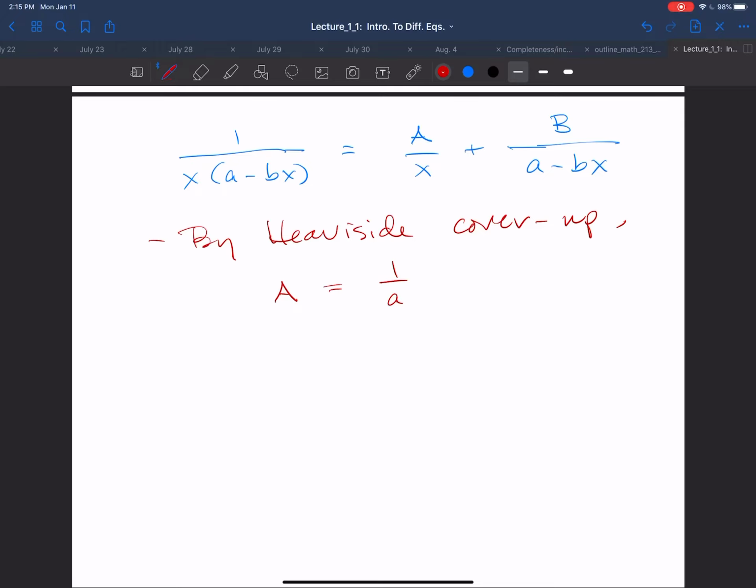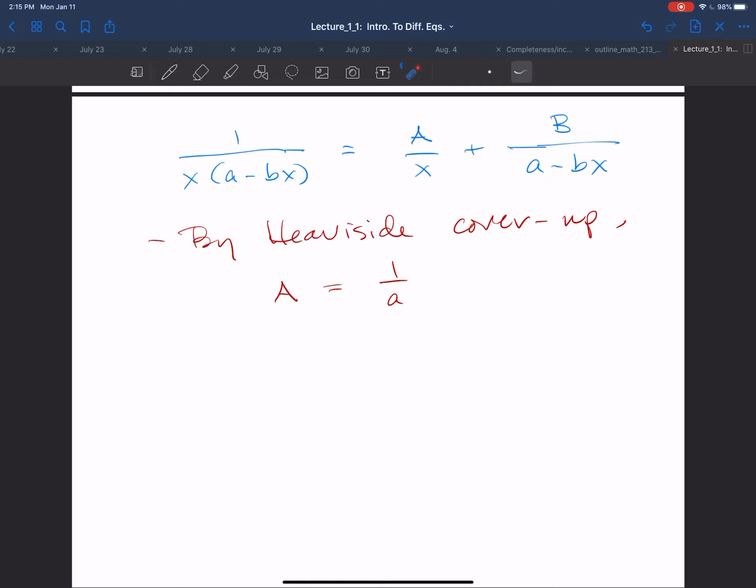And then we can do the same thing to evaluate capital B. In that case, we're going to multiply through by this denominator, a minus bx. Okay. And then we're going to set a minus bx equal to 0. In other words, we will set x equal to a over b.